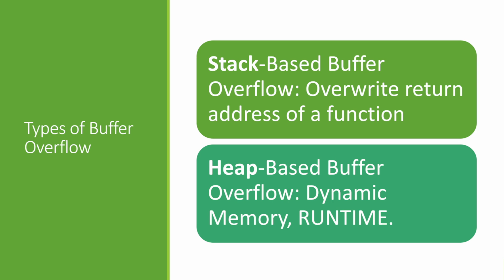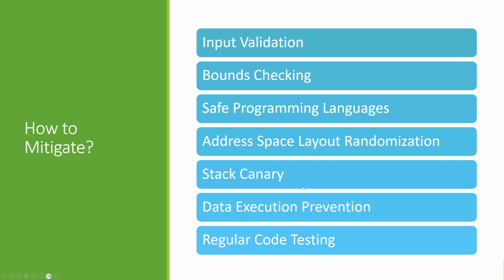So heap-based overflows are harder to exploit because normally they don't let us escape as easily, but attackers can still manipulate adjacent memory. And so we normally find ways to protect against this. Again, input validation. Make sure that we're validating the input of our users. Make sure that we're doing bound checking. Make sure that we're using safe programming languages that won't let us do buffer overflows.